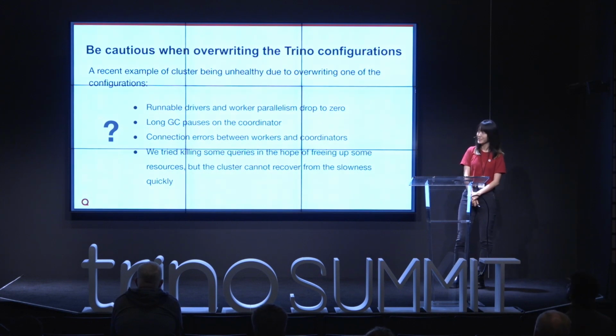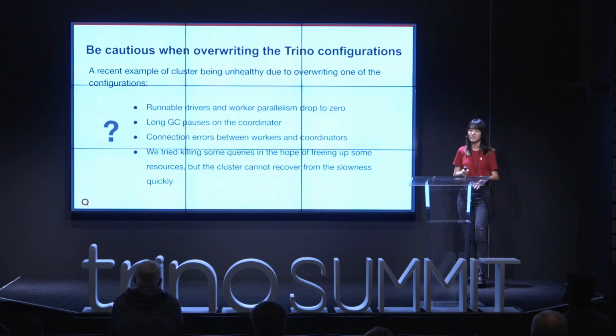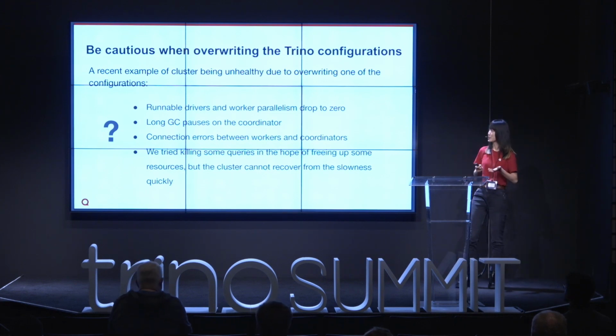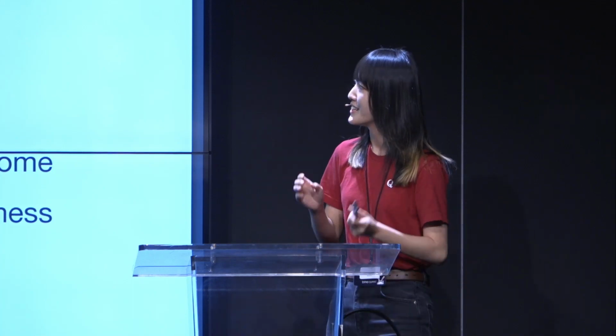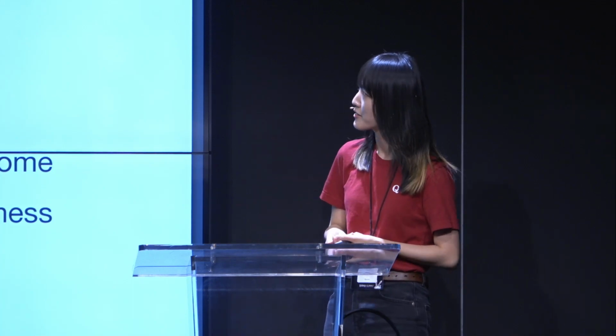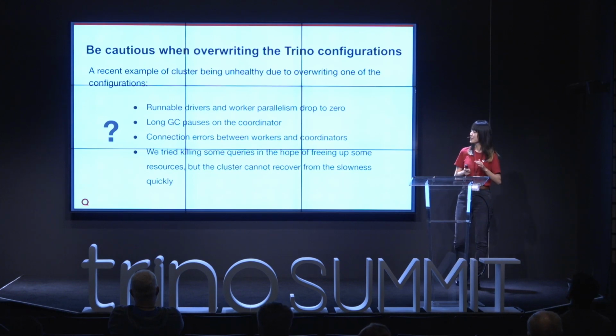I'd like to share one tip, which is to be cautious when overwriting the Trino configurations. So at Quora, we overwrite a lot of different Trino configurations for performance enhancement, as well as for our customized use cases. But sometimes they might not be a wise decision. For example, I'd like to share a recent example of a cluster being unhealthy due to overwriting one of the configurations. And I personally think this is really interesting.